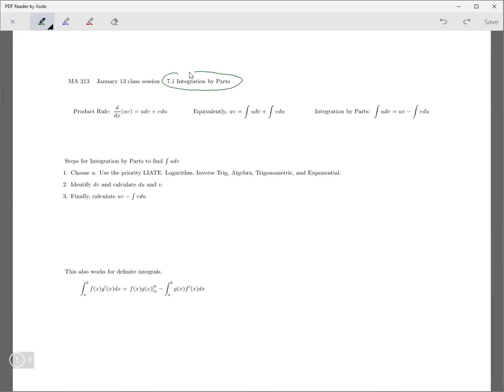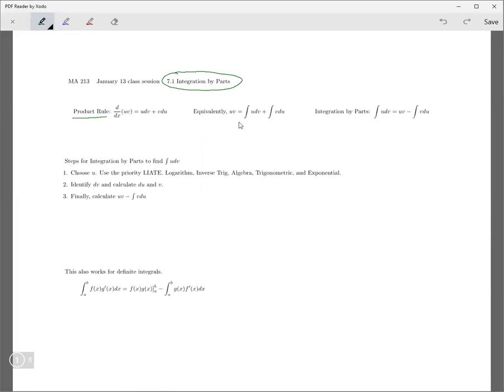Integration by parts. Basically, this is just applying the product rule in reverse. So here we have the product rule. The derivative of the product of two functions is equal to the first function times the derivative of the second one, plus the second function times the derivative of the first. That's the product rule when you're taking the derivative of a product.